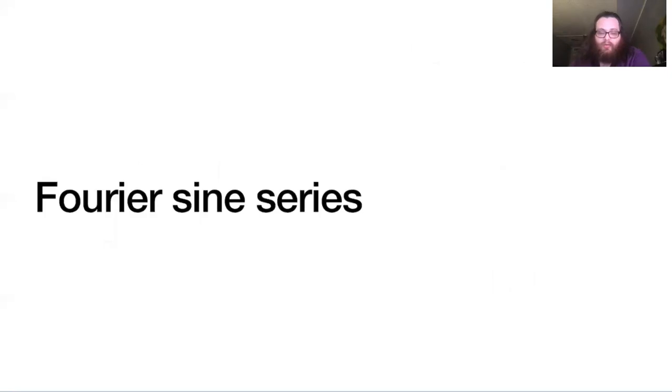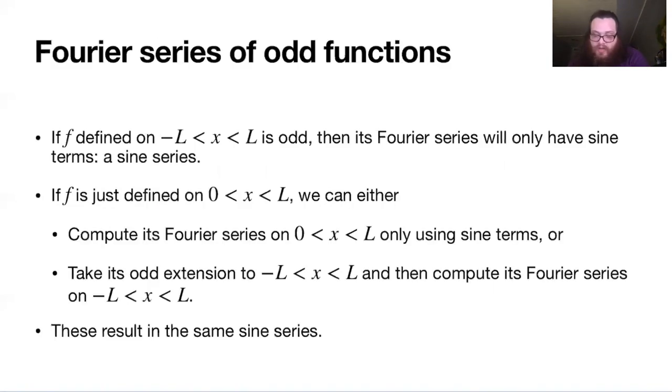Okay. So what we're going to do now is start the discussion with Fourier sine series. In particular, can you decompose a function into just sine terms? What conditions let you do that? Where do these things arise, etc. So the observation from before: if f is defined on the interval from negative L to L and f is odd, then its Fourier series should only have sine terms.